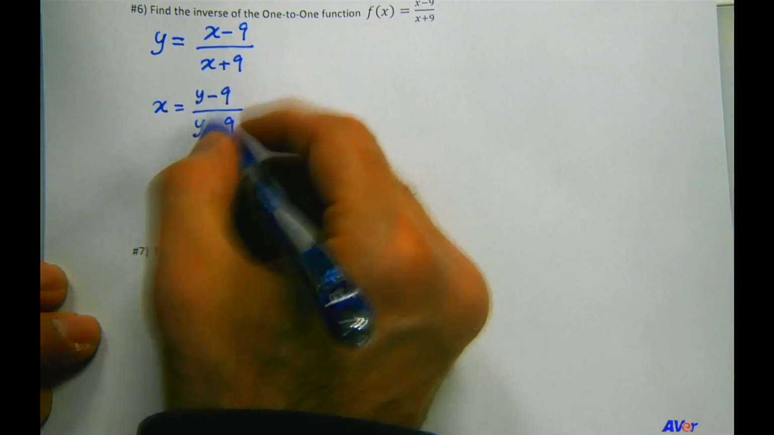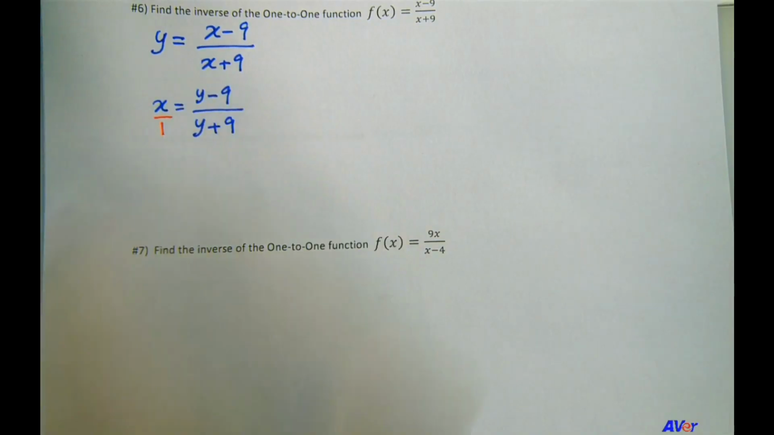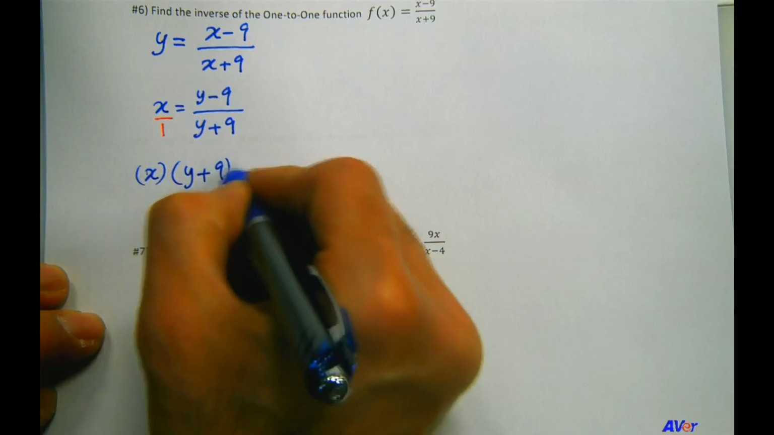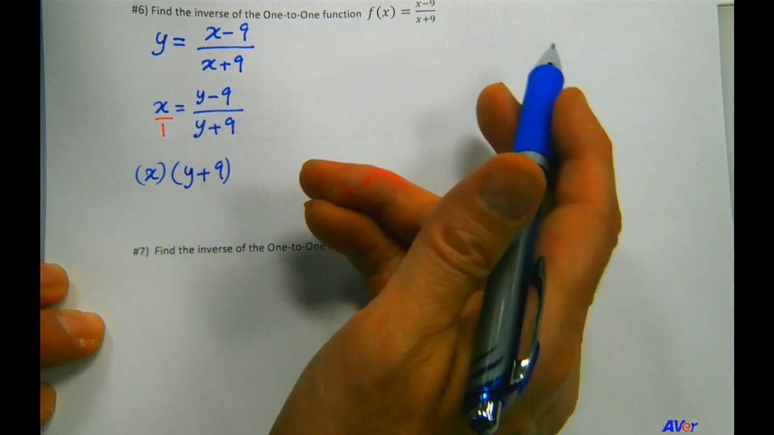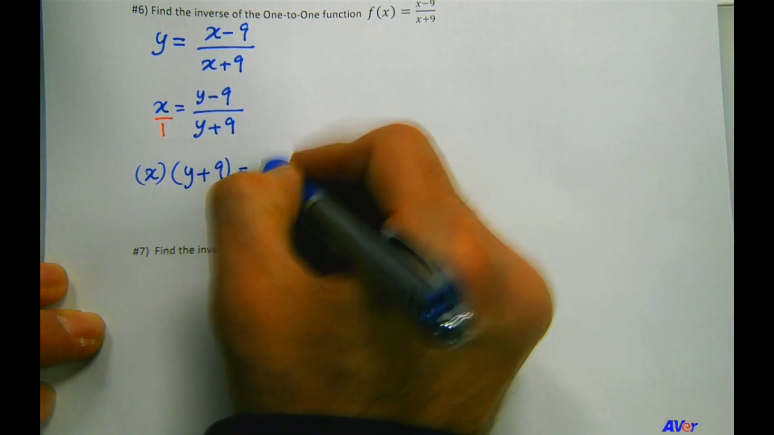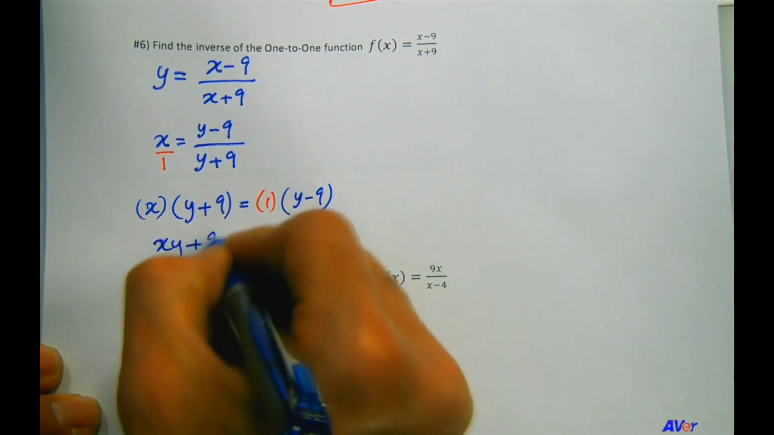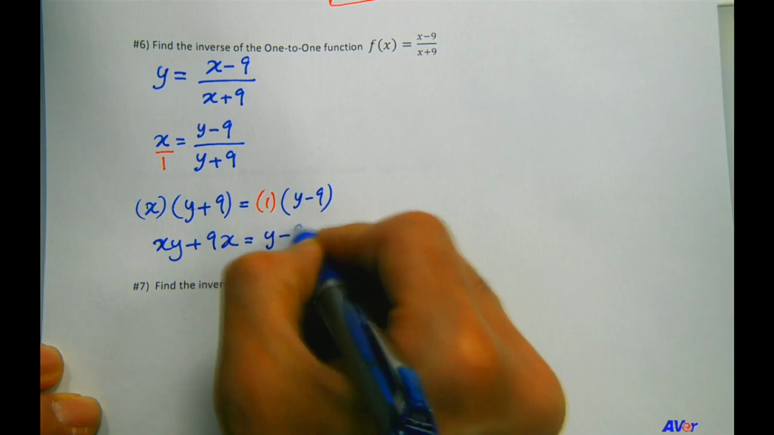Now let's cross multiply because we have one full fraction on this side and one full fraction here with the denominator 1. So cross multiplying, we have x times y plus 9. This cross multiplying is no different than multiplying both sides by y plus 9. Equals 1 times y minus 9. So on the left, let's distribute. We have xy plus 9x after distributing. And then we have y minus 9.